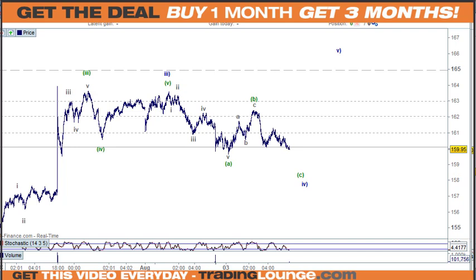So if it takes that low out, then we'll need to count this down as 1 and 2 here. Okay, so yeah, and then we'll have 3, 4, 5. It'll be a little bit sort of squashy in here, but that's how it will play out to finish off.